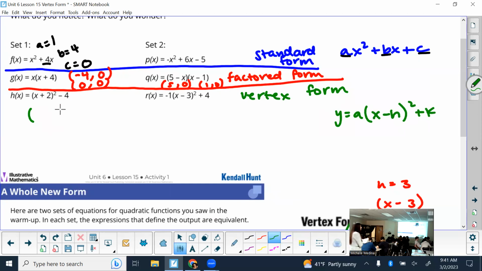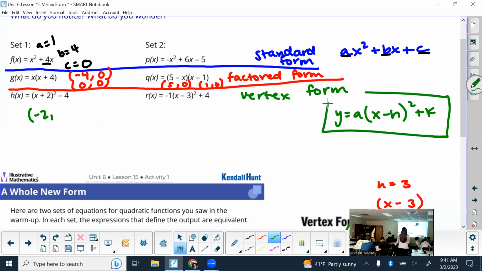Okay, positive or -2? Actually negative. Okay, because if I look at my equation, this is my equation for vertex form. h would have to be a -2 if it turned positive in the equation. Does that make sense? Okay, and then what's my k? -4. So h is always opposite of how it looks in the problem. k is always how it looks. That's my vertex of that one.